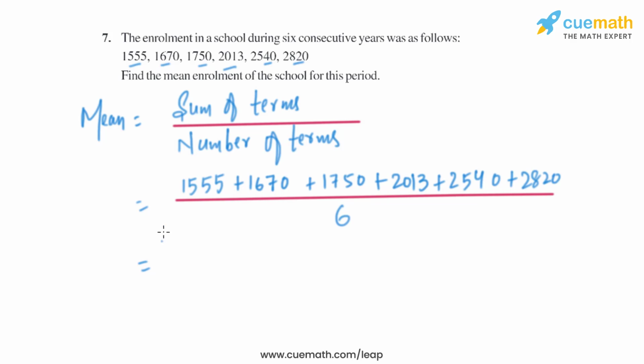So on adding them, we will get 12,348 divided by 6, and on dividing by 6 we will get 2058. So that will be the mean of the given data.